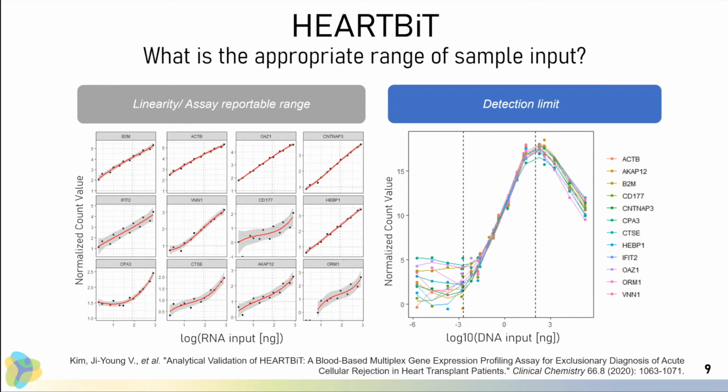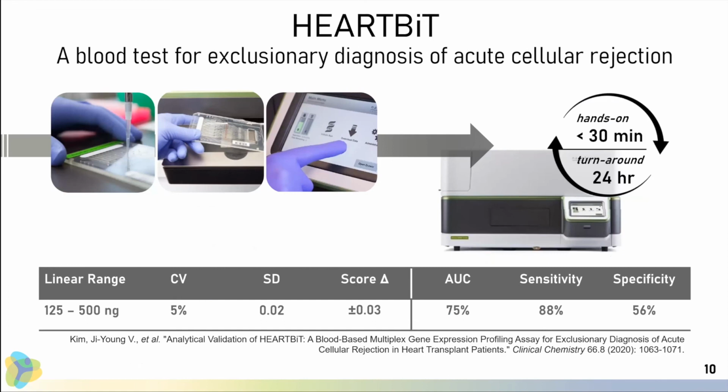On the right is the detection limit of our instrument, where you see the instrument losing signal or showing a high level of noise at the high or low extreme ends of input, respectively. So it would be best for us to use input ranges right in the middle.